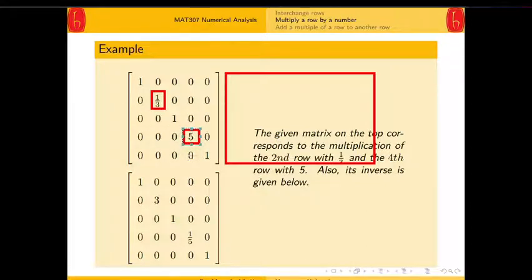And the inverse of this matrix can be found by taking the multiplicative inverses of diagonal entries. So this will be 1, and this will be 3, and here we have 1, this will be 1/5 and 1.